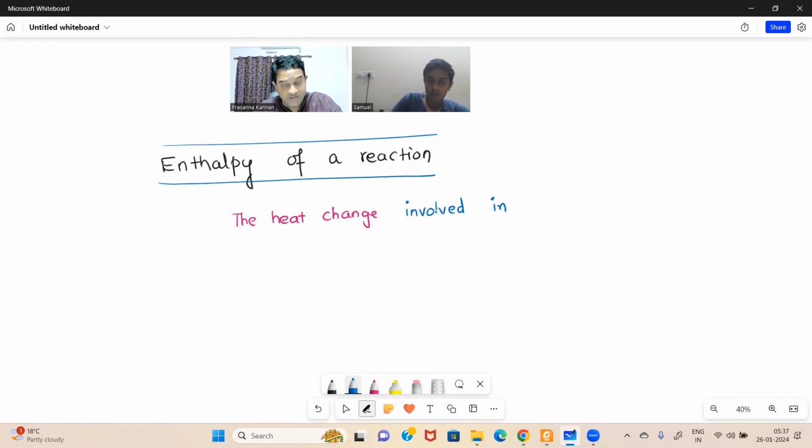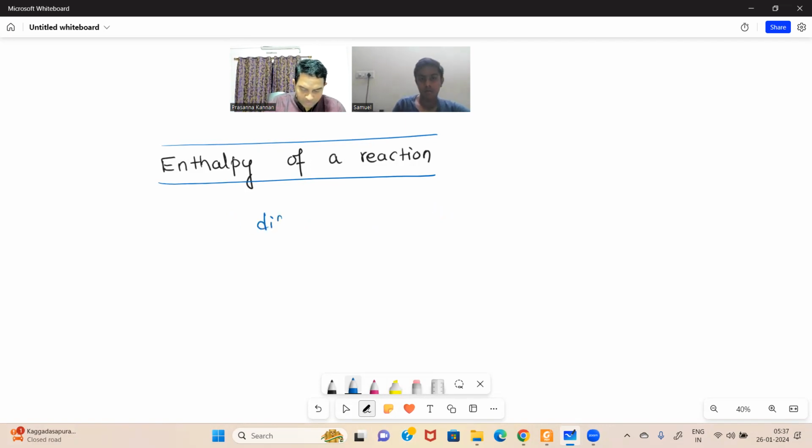You can either say the heat change involved in the formation of products from the reactants, or simply you can say enthalpy of a reaction is nothing but the difference, basically a subtraction.